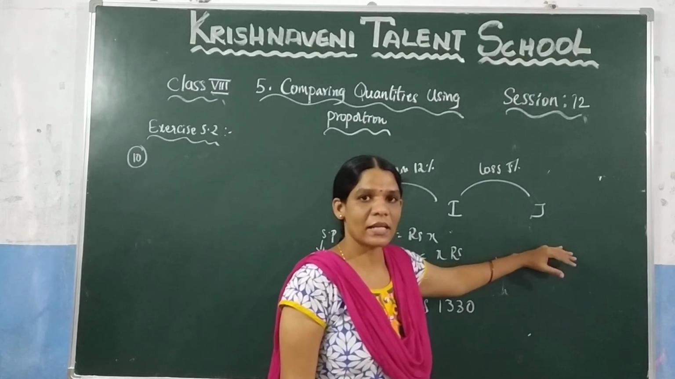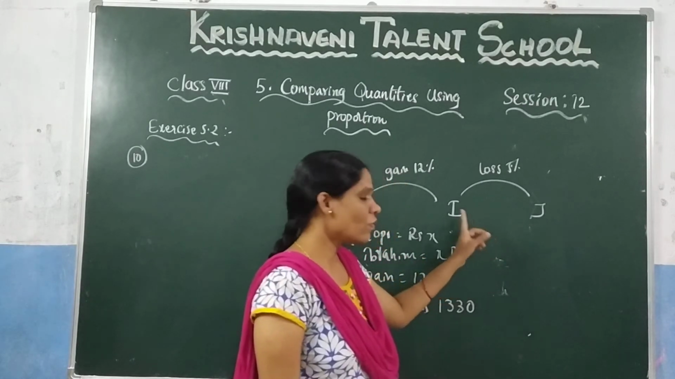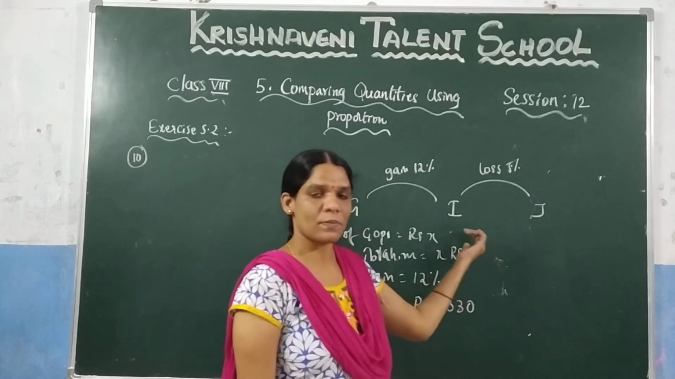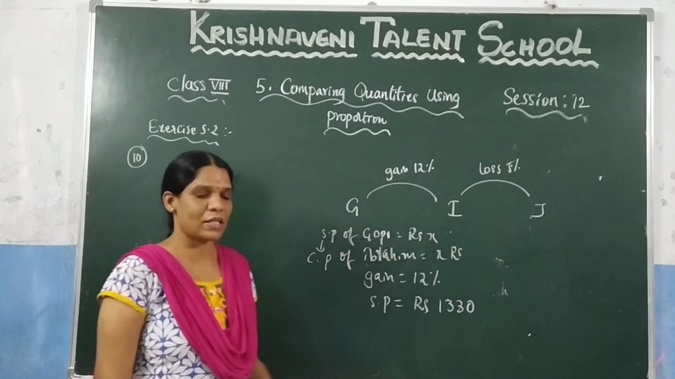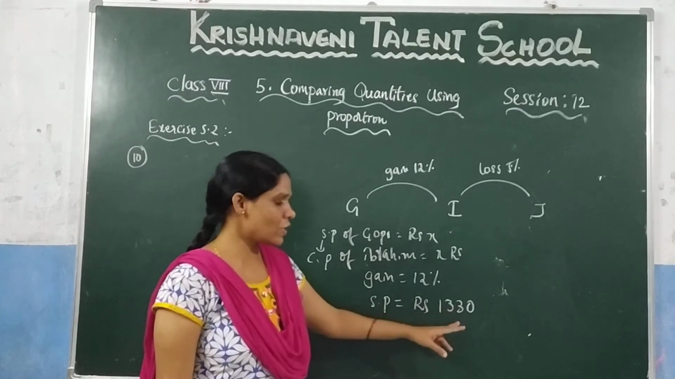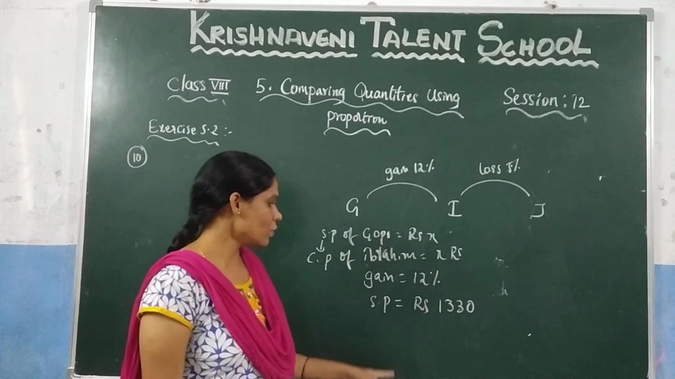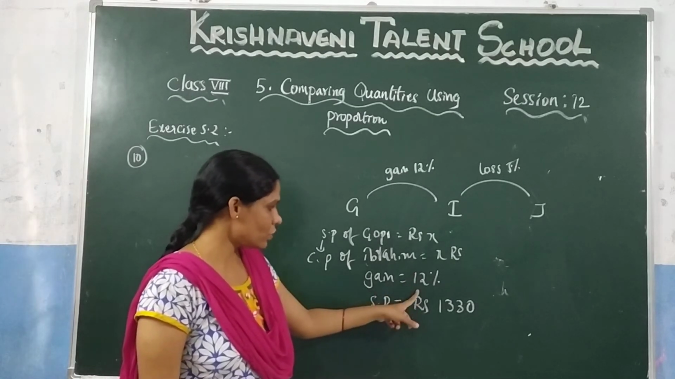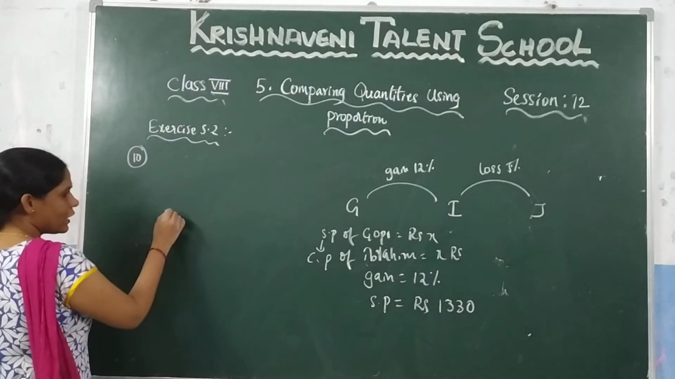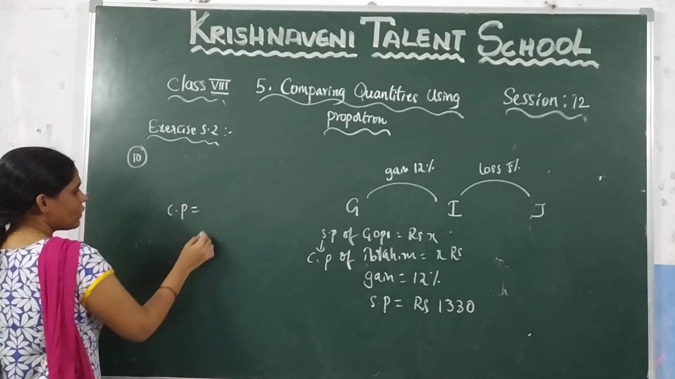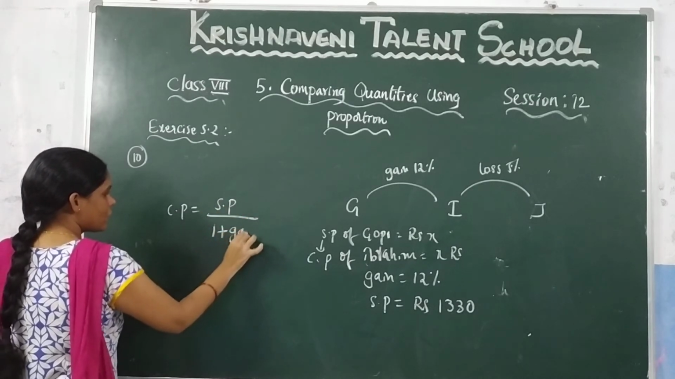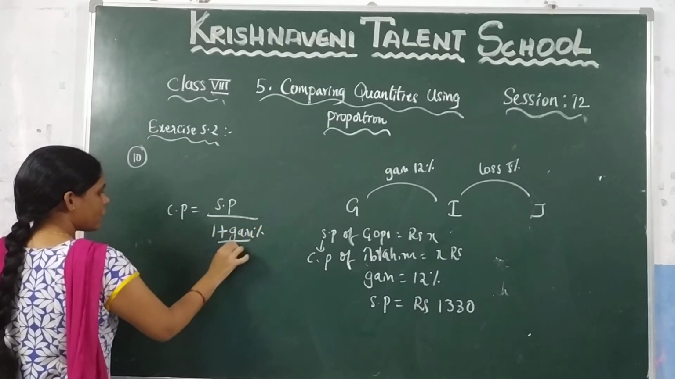So how much had he paid? He paid 1,330. That will become the selling price of Ibrahim. So indirectly, what they have given here is the selling price of Ibrahim, which is 1,330. Now you know the selling price and you know the gain, and you need to calculate the cost price. So what should be the formula here? The cost price is equal to selling price by 1 plus gain percentage by 100.